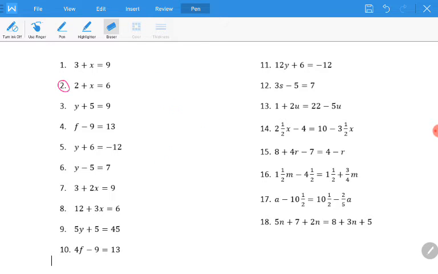So whenever you are dealing with equations, make sure that you check if your answer is correct by proving your answer.